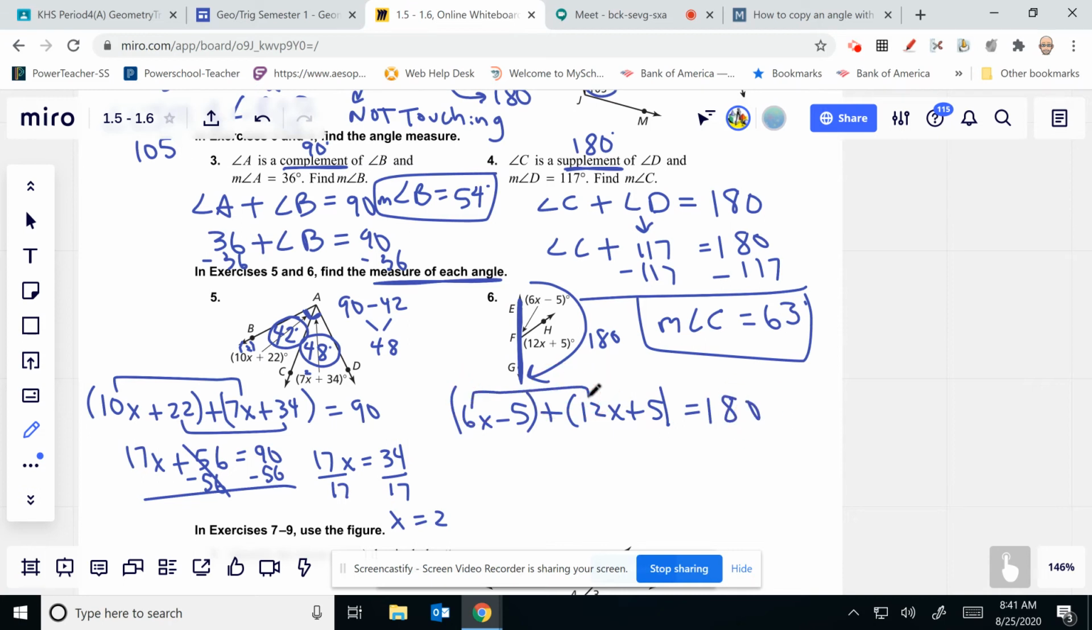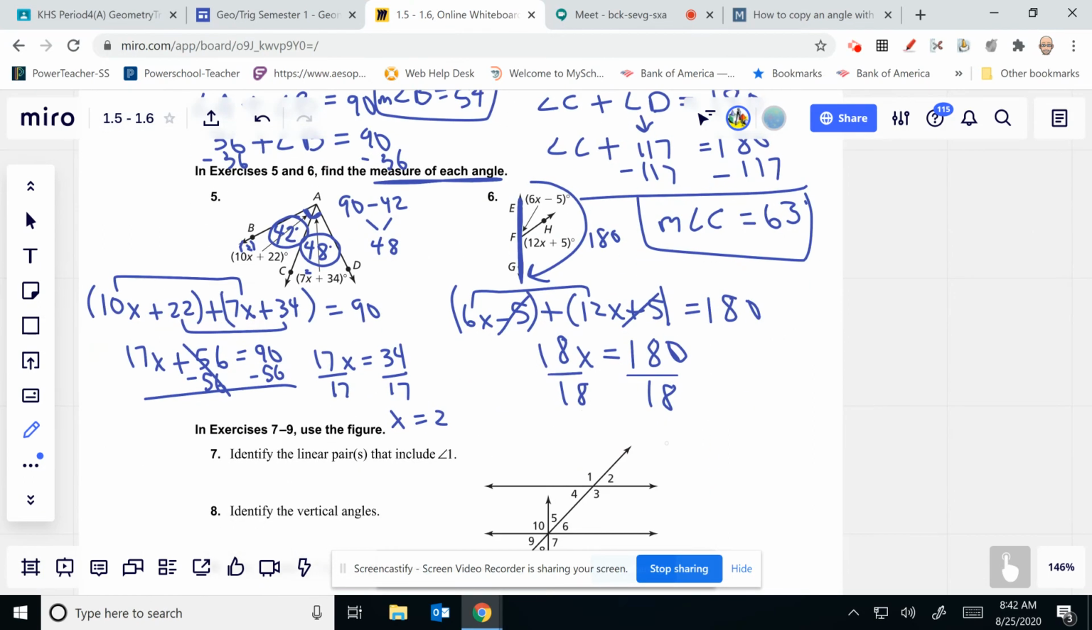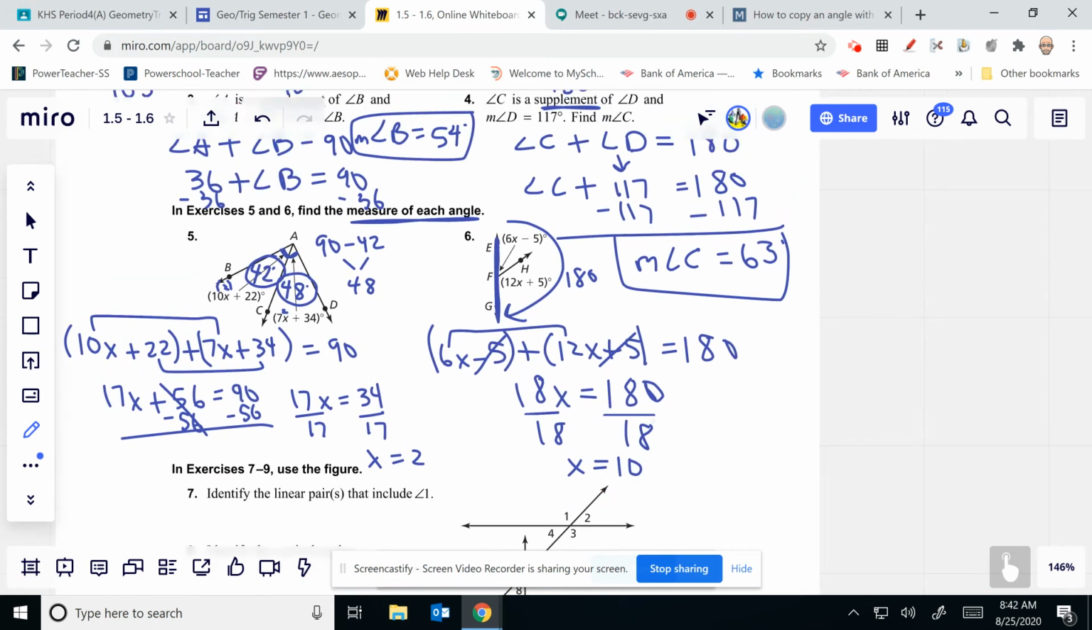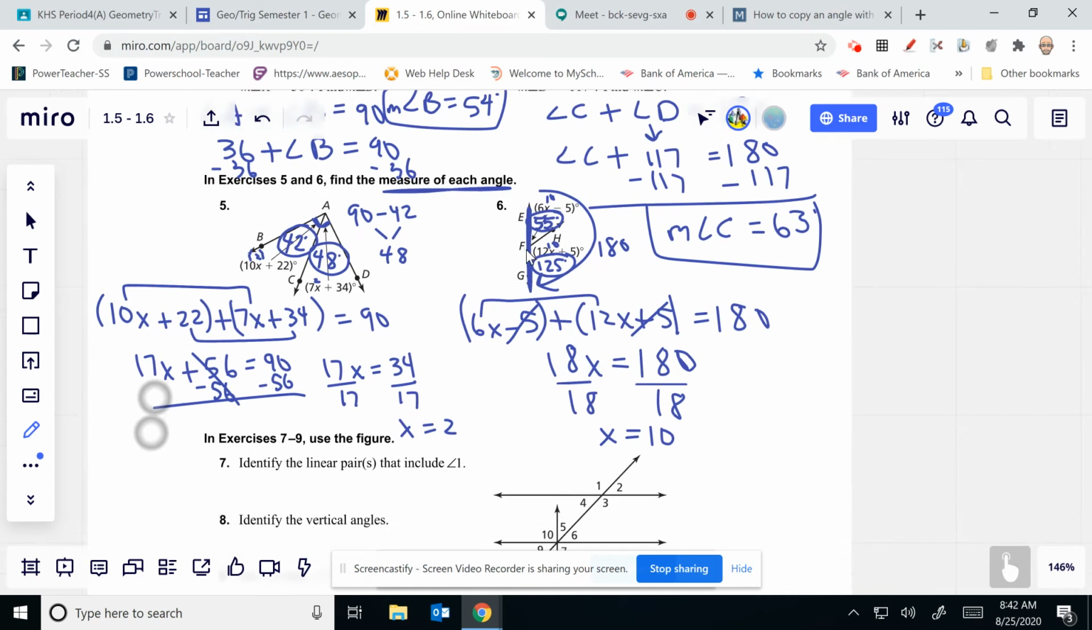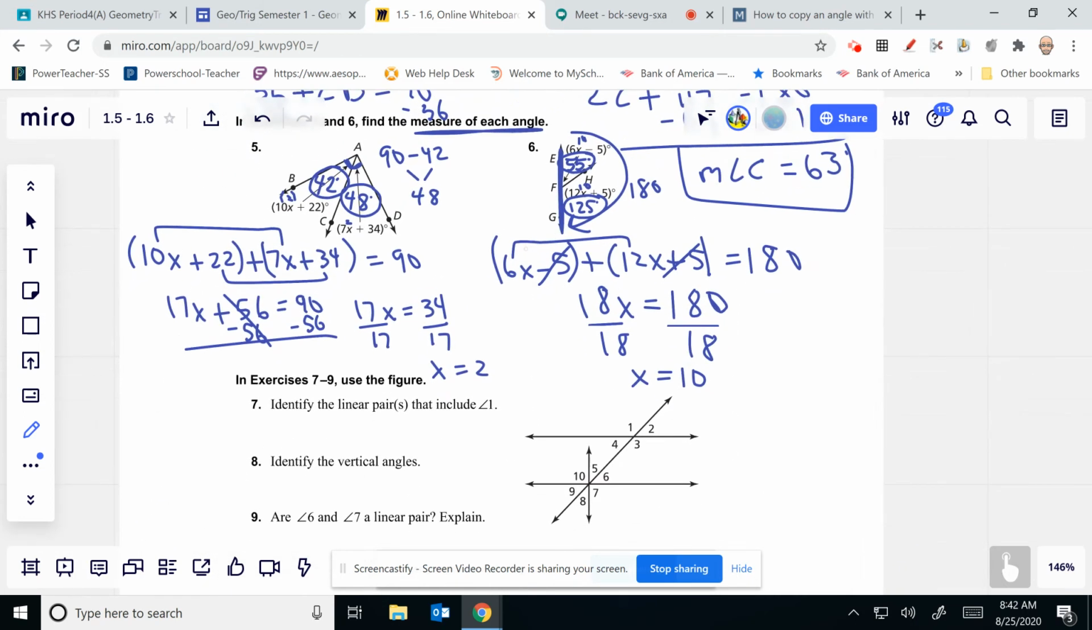So combining like terms, the negative 5 and the positive 5 just cancel out. So 18x equals 180. And then when we divide by 18, you get x is 10. So x equals 10, and then we plug those in. I think 10 is easier to plug in than subtracting. So 6 times 10 is 60, minus 5 is 55 for this angle. And then 12 times 10 is 120, plus 5 is 125 for this angle. So I think plugging them in there was faster, just because multiplying by 10 is easy. Just add a 0 to it. So that was 5 and 6.